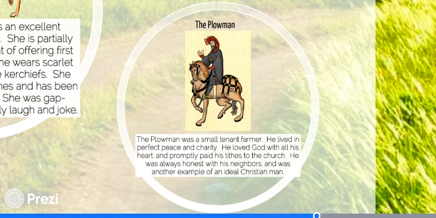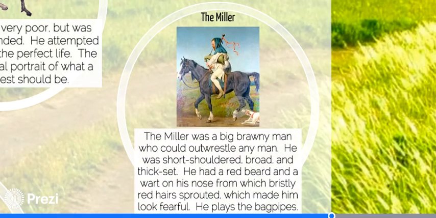He rides an old mare. He doesn't really have fancy clothes. He's rather poor, rather a humble person, but he loves God with all his heart. He pays his tithes to church. He's always honest. He's just another example of an ideal Christian, and it's no surprise that his brother is the plowman. I mean, the parson. Sorry. Then you have the miller.